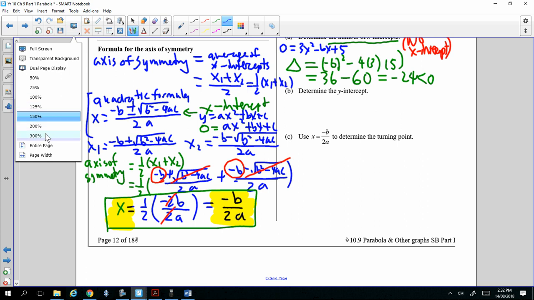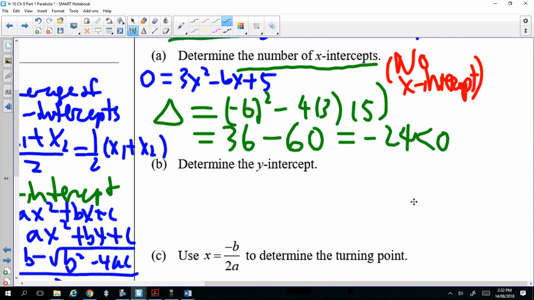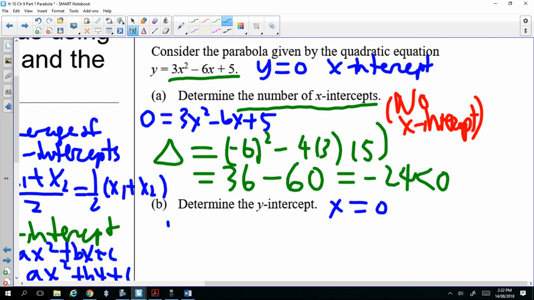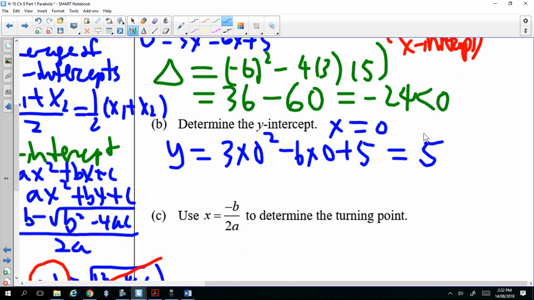All right, now let's go through. Determine the y-intercept. That's where you put x as 0. Remember this formula, y equals 3 times 0 squared minus 6 times 0 plus 5. The y-intercept is 5. And then we find the axis of symmetry.